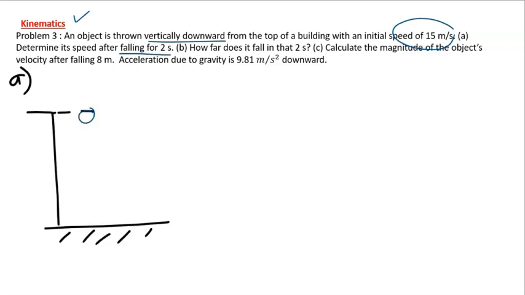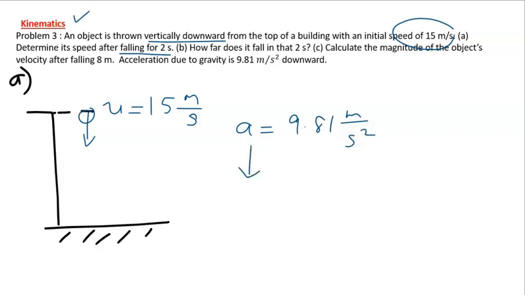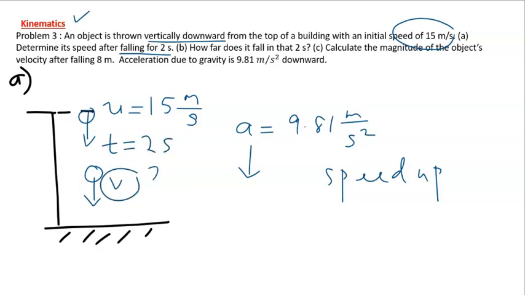So the object is thrown downward like that with an initial speed of 15 meters per second. Now we know the acceleration is also pointing downward, and the value is 9.81 meters per second squared. So in this case, the direction of the acceleration and the direction of the motion are the same, so the object will speed up. After it has fallen for 2 seconds, let's say the velocity is v. After the lapse of 2 seconds, what is v? That's what we want to find.